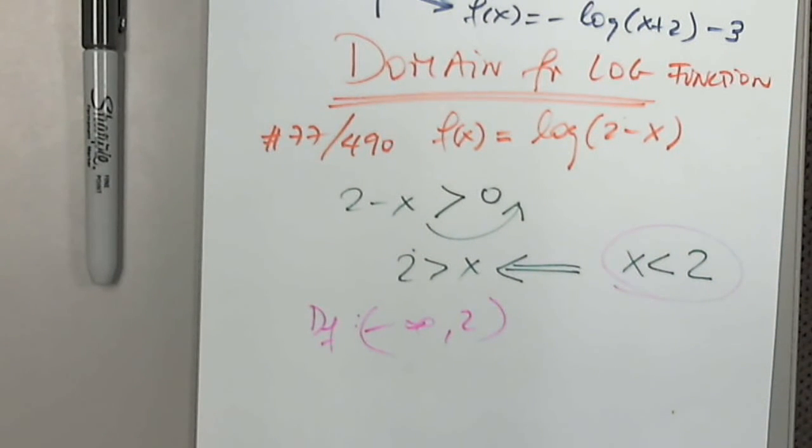So if you want me to evaluate it for some x values, make sure you choose between negative infinity and 2, because if you don't stay within that domain, I will not be able to give you an answer back. So for example, if you say plug in 10, I won't be able to, because 2 minus 10 is negative 8. The log of negative 8 does not exist.